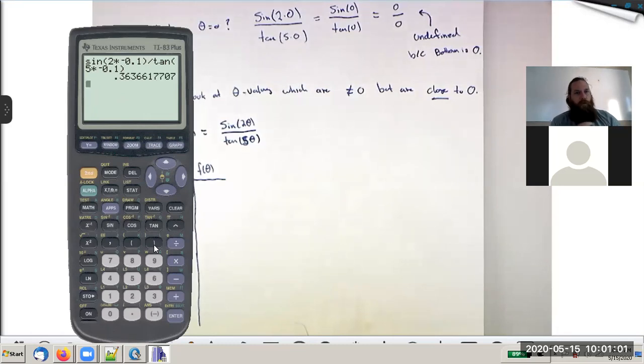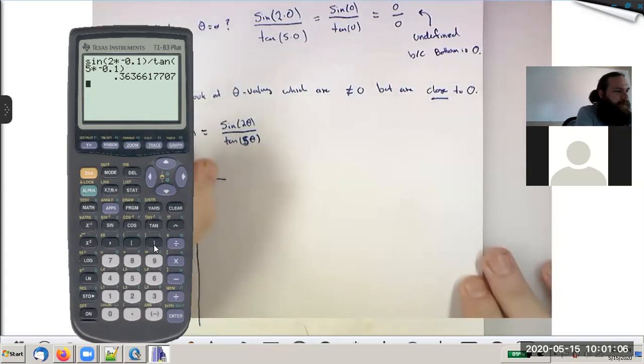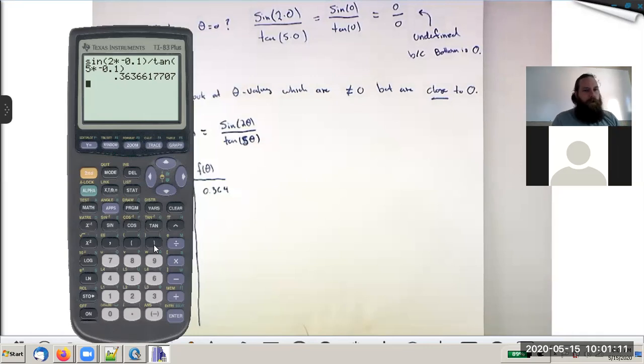And I get about 0.364. And if I look at negative 0.01, that's going to be the sine of 2 times negative 0.01 divided by the tangent of 5 times negative 0.01. That's 0.399.